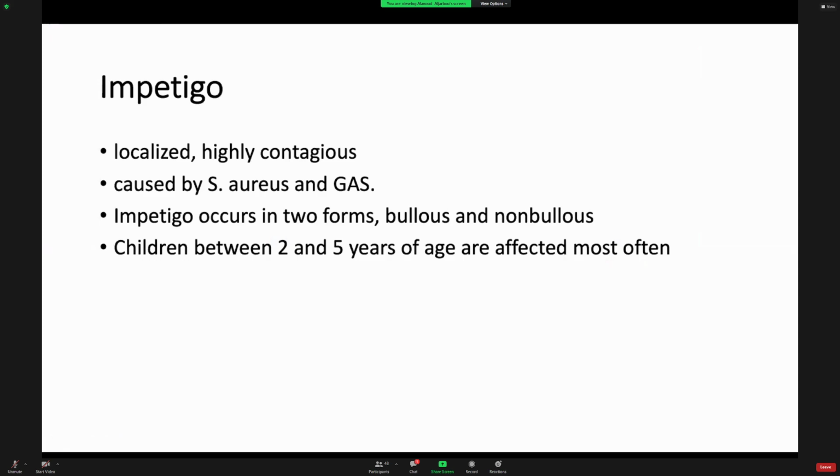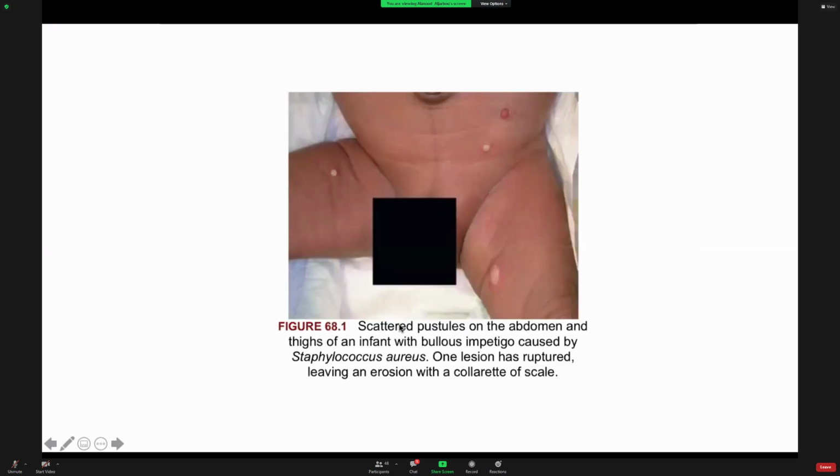So impetigo, as we mentioned, is localized, highly contagious, caused by staph or group A strep. As we mentioned, impetigo has two forms: bullous and non-bullous. Bullous is mainly with staph, non-bullous with group A strep. The typical age targeted is children between 2 to 5 years of age. And this is bullous impetigo in infants, mainly due to staph.